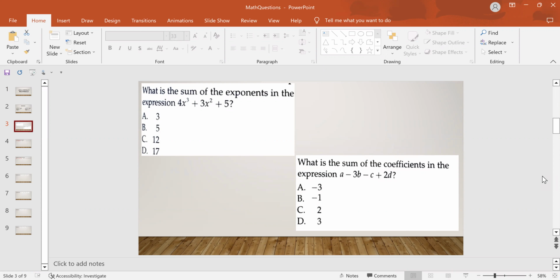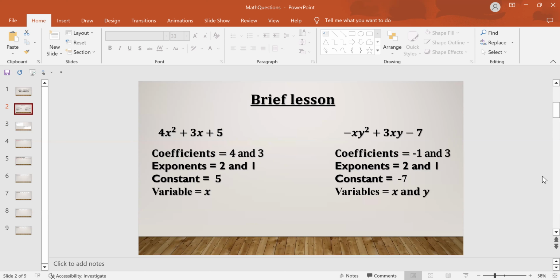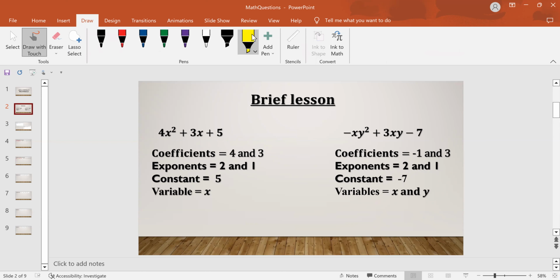Before we solve this question, let's do a quick review. So, brief lesson. We have here an example of a polynomial, and we want to know what they mean by coefficient, exponent, constant, and variable. That will help us to solve the previous question.